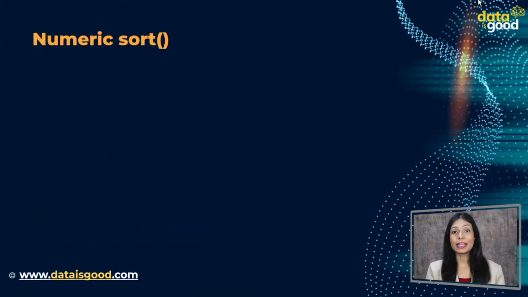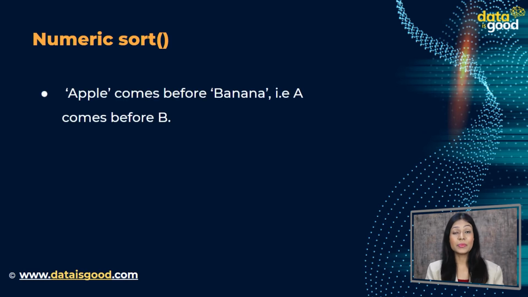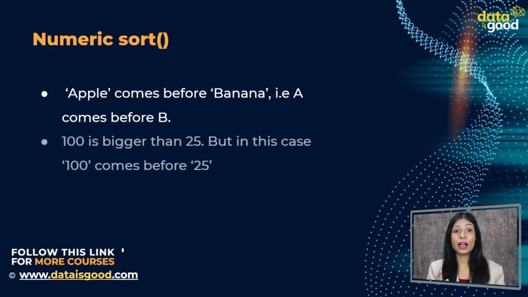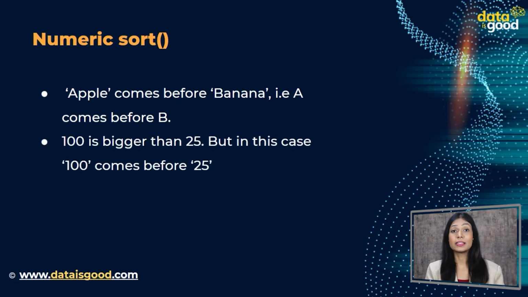Numeric sort. By default, the sort function sorts values as strings. You can easily apply it on a string array because apple comes before banana, that is, A comes before B. But numeric values are also sorted as strings. For example, technically 100 is bigger than 25, but in this case 100 comes before 25 because 2 in 25 is bigger than 1 in 100. Because of this, the sort method will produce incorrect results with numeric arrays. But there is a way to fix this.